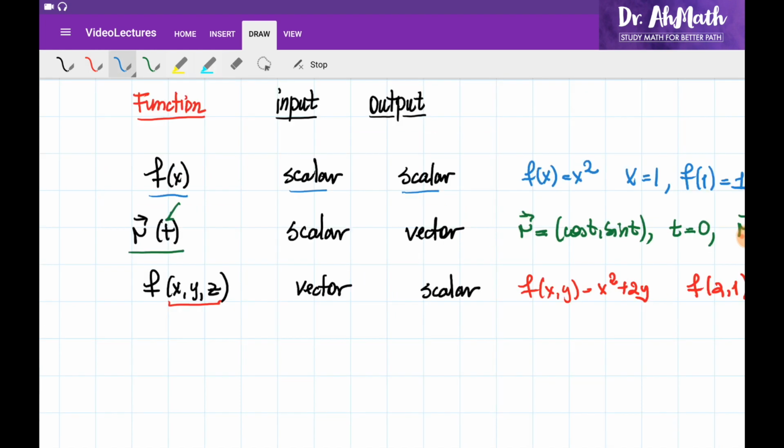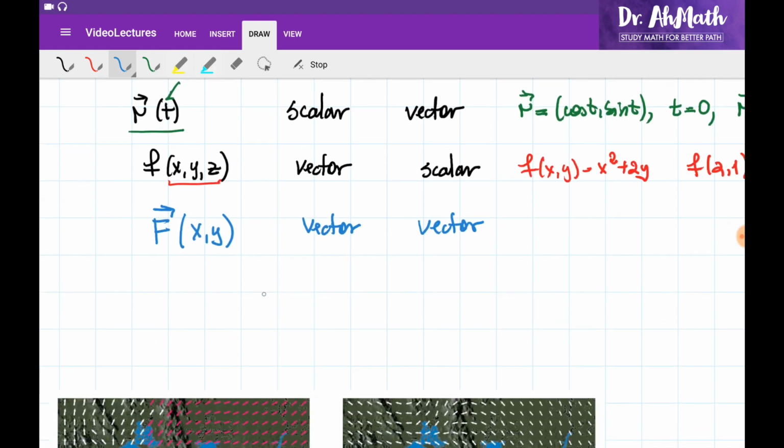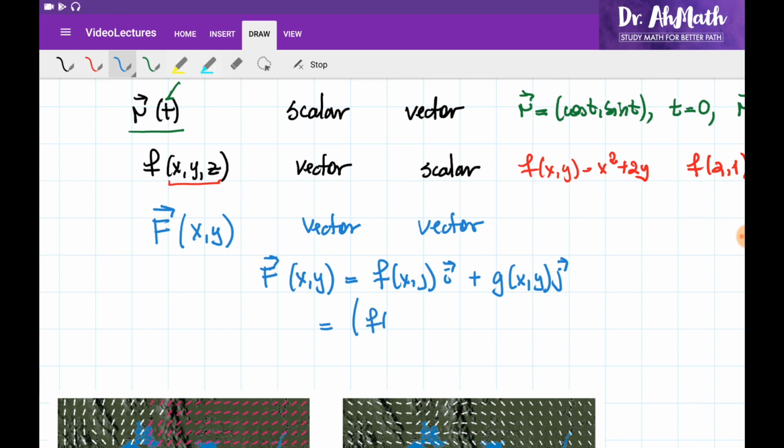And another type of function which we're going to learn are called the vector fields. In general, they are given as a vector, which takes as an input some vector and gives me back another vector. So the input is a vector and the output is a vector. So in general, we write down the vector fields, which depend on x and y, for example, as some function f which depends on x and y multiplied by the i component. This would be the first component of this vector, plus another function g of x and y multiplied by j. This would be the second component of this vector. Or I can write this down as f of x and y, g of x and y.